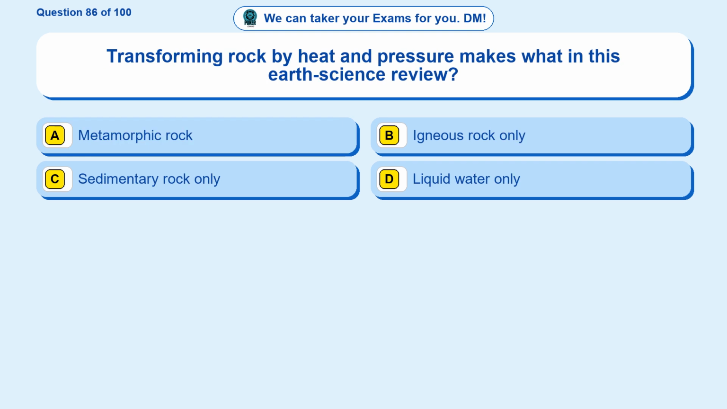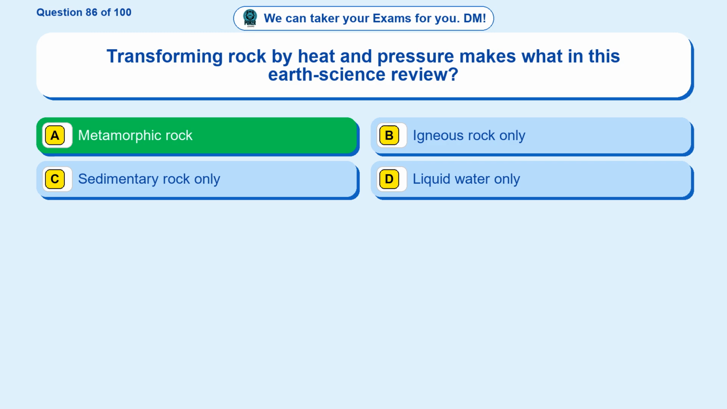Question 86. Transforming rock by heat and pressure makes what in this Earth Science Review? Option A, metamorphic rock. Option B, igneous rock only. Option C, sedimentary rock only. Option D, liquid water only. The correct answer is option A, metamorphic rock.